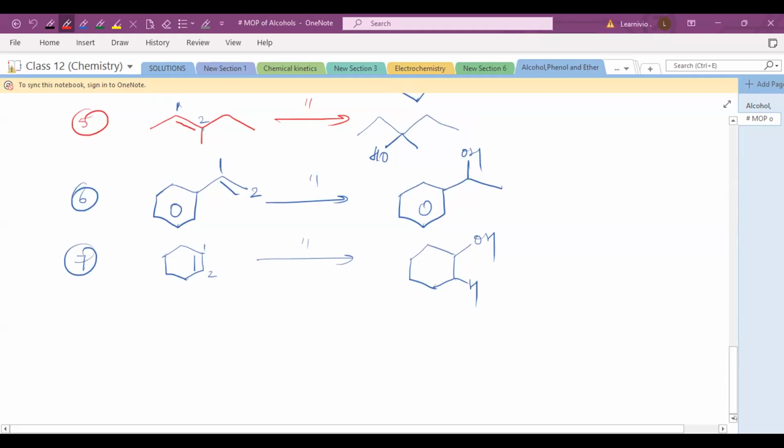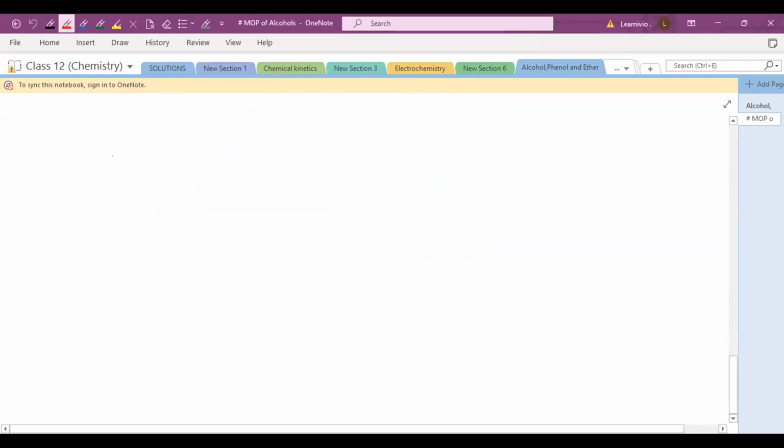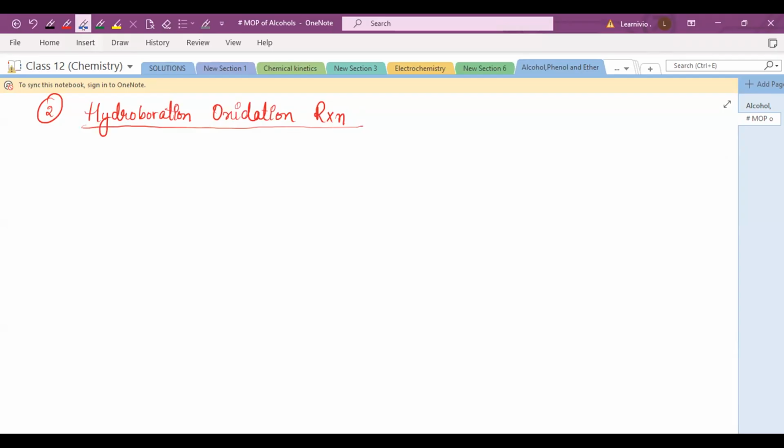We should further move to the next preparative method, which is your hydroboration oxidation reaction. This is again from the alkene. We will prepare the corresponding alcohols from the alkene. And this method is basically known as hydroboration oxidation reaction. Okay, write down the heading. So hydroboration, what is hydroboration?